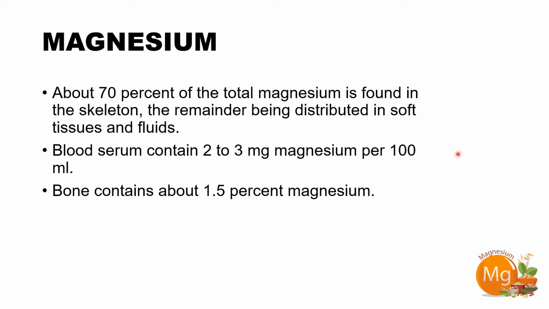So, another macro element that is important is magnesium. About 70% of the total magnesium is found in the skeleton, and the remainder is distributed in soft tissues and fluids. Now, the blood can contain 2 to 3 milligrams of magnesium per 100 ml. In the bone, it contains about 1.5% magnesium.